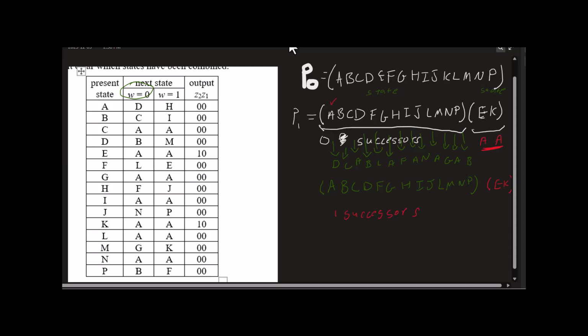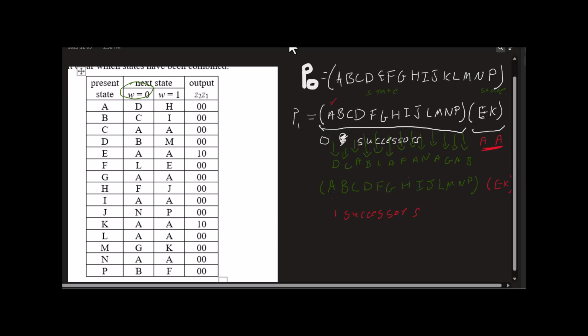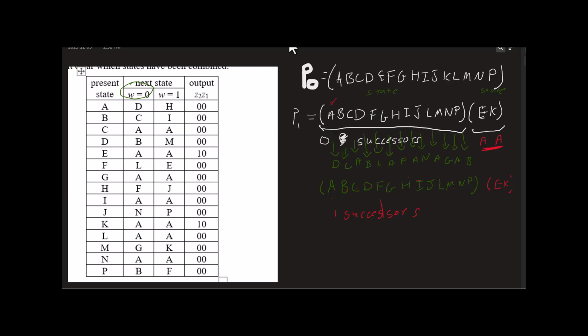So I want to look at what the next state is when W is 1. So when W is 1, A goes to H, B goes to I, C goes to A, D goes to M, F goes to E. Why did I stop on that one and I didn't write down anything else? Why did I say, wait a minute, I got to pay attention to that one? It's in the other set.